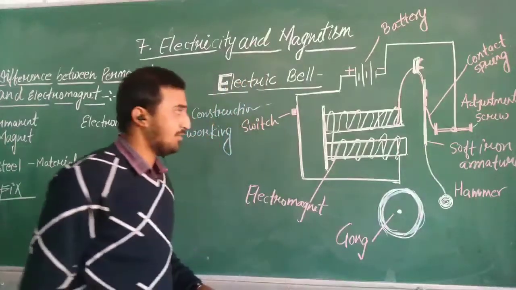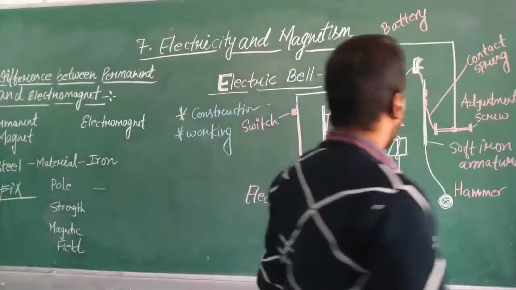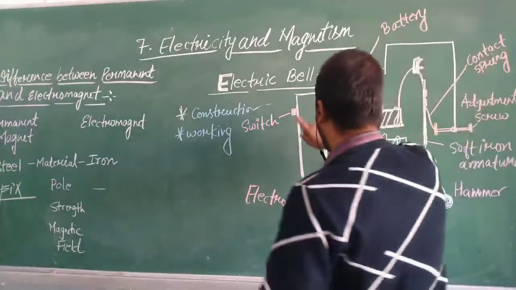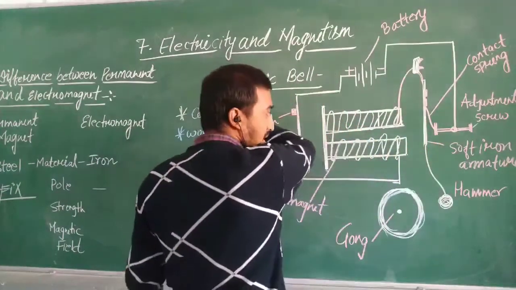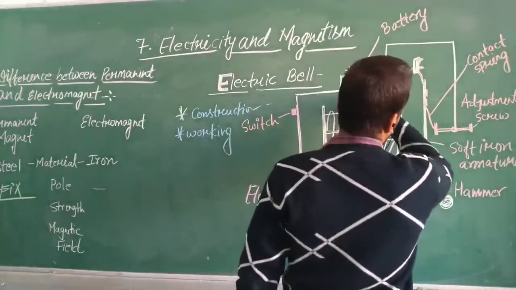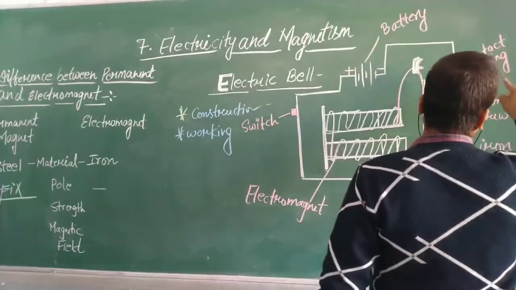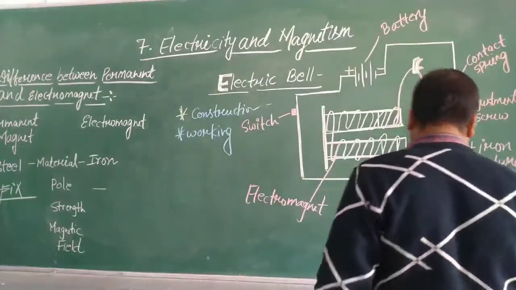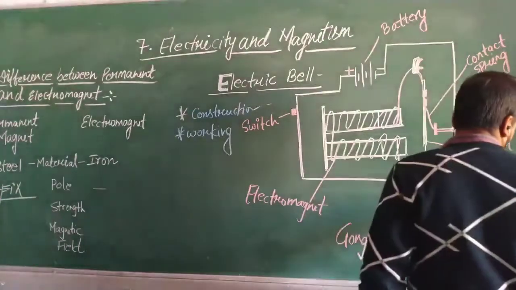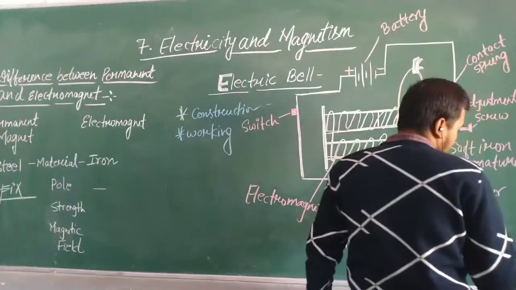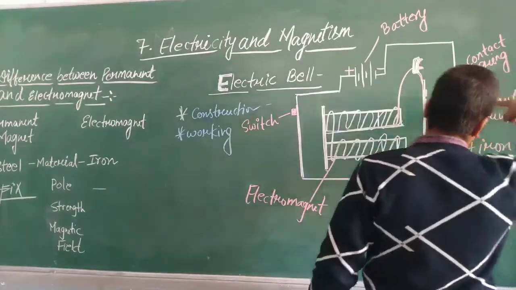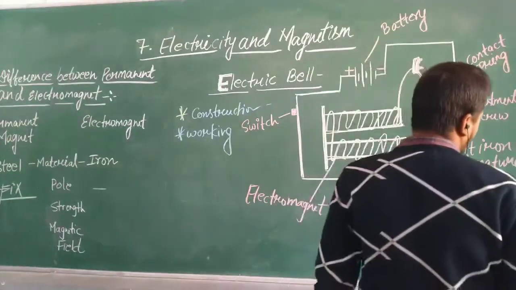Once again, try to understand the construction. This is the switch. Just write down these instruments: switch, battery, contact spring, adjustment screw. The adjustment screw is mainly used to adjust the armature.